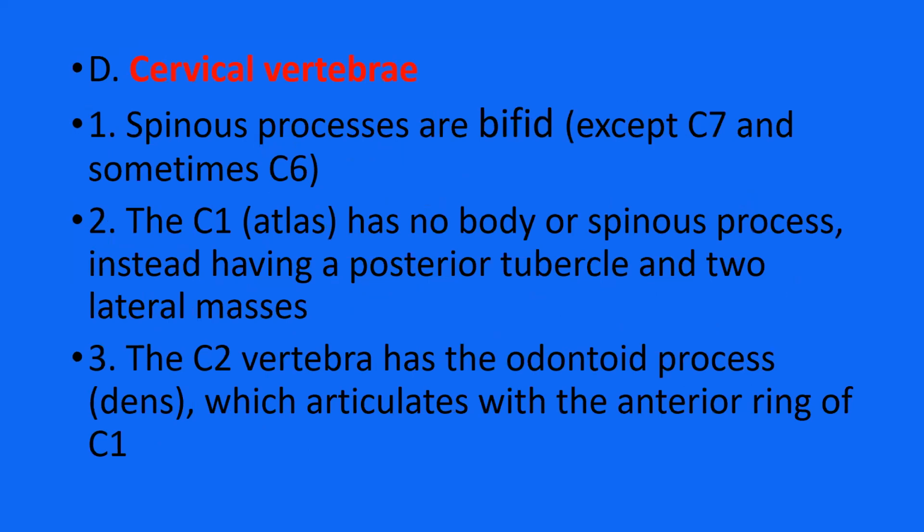Let's go back to the cervical vertebra. The spinous processes are bifid, except C7 and sometimes C6. We mentioned the C1 atlas has no body or spinous process. Instead, it has a tubercle and two lateral masses. I will show you that. The C2 vertebra has the odontoid process, the dens, which articulates with the anterior ring of C1.